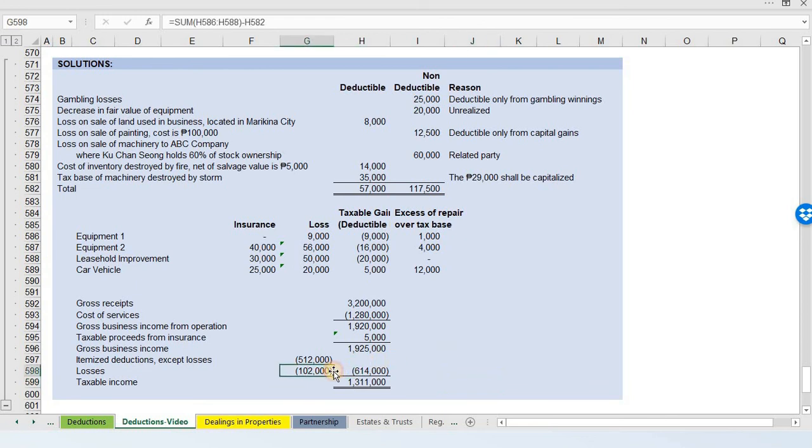So how did we compute the 102,000 losses? This is composed of the 57,000 pesos deductible loss that we computed here in our table, then the losses that were suffered from the storm related to equipment 1, equipment 2, and leasehold improvement. So that is the composition of our losses. This is our application of the tax rules on the deductibility of losses.